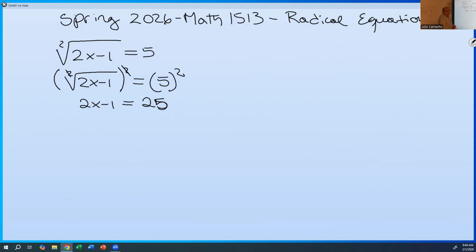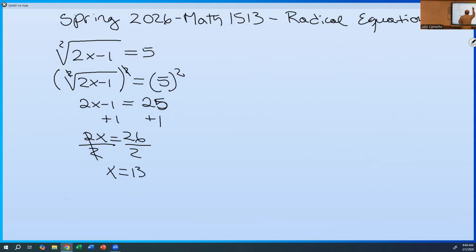Then, after that is a linear equation. You need to isolate the x. Then what you do is you will have to add 1 to both sides. So you have that 2x is equal to 26. You divide both sides by 2, and you know that x is equal to 13.